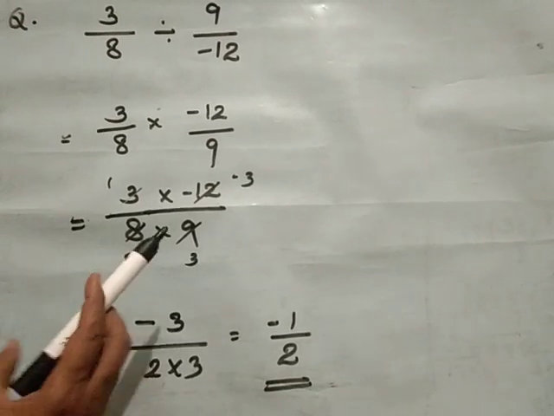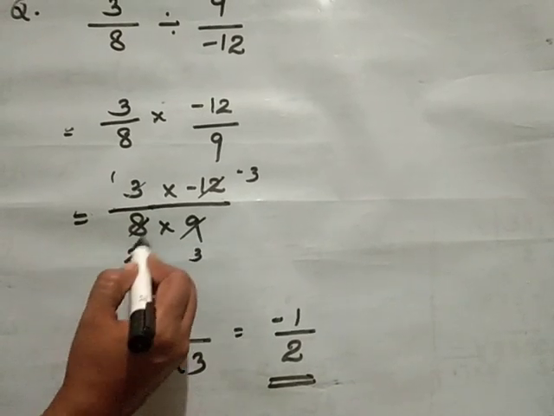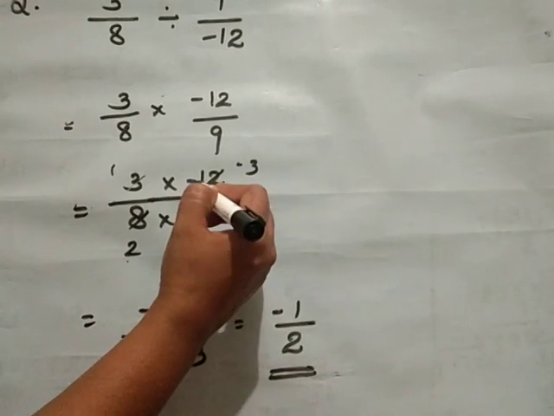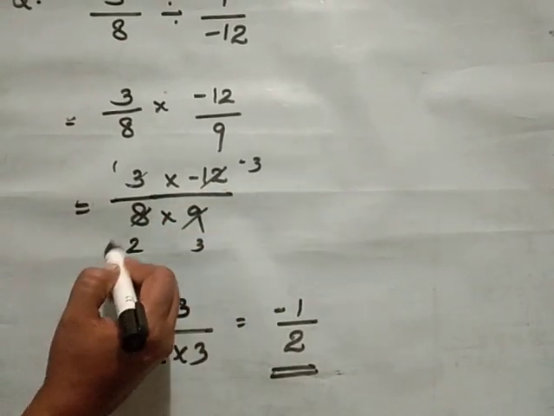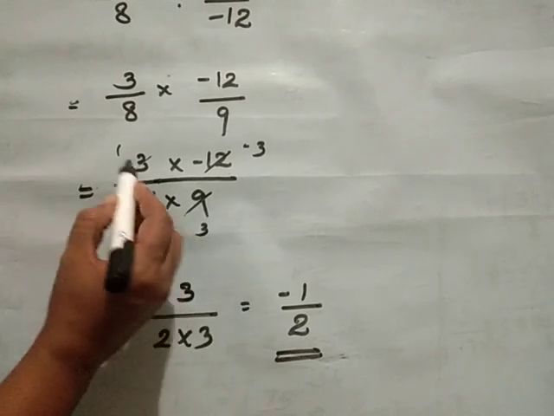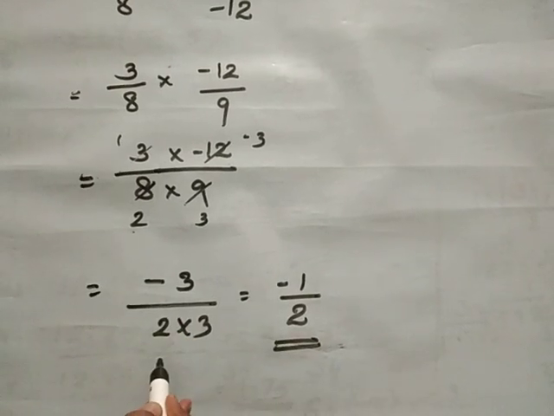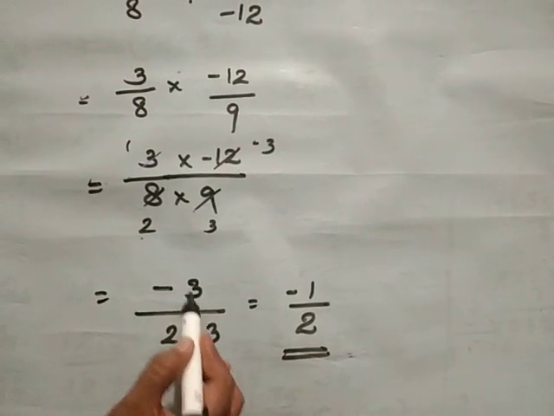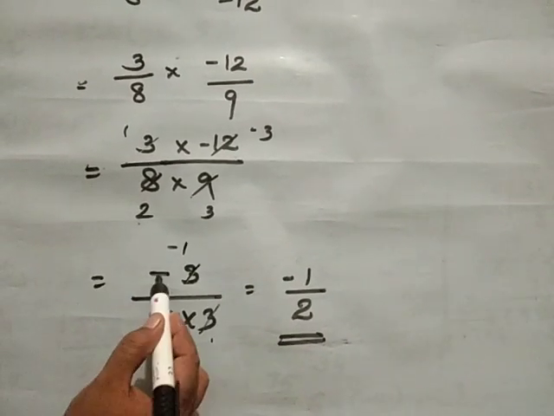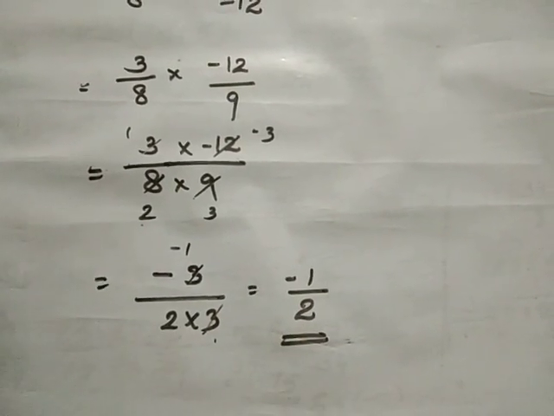Then if any common factor is there, we simplify it. Okay, 8 and 12 have 4 as the common factor. Here 2 4s are 8, here 3 4s are 12. So here the sign is negative, so here negative 3, here 2. 3 and 9 have 3 as a common factor. Here 1 3, 9 has 3 3s. Remaining 1 into negative 3, 2 into 3. We just rewrite it. Okay. Then in the numerator and denominator, this 3 is common. Here we get 1 with the sign negative. So the remaining answer is negative 1 by 2. Negative 1 by 2 is the answer.